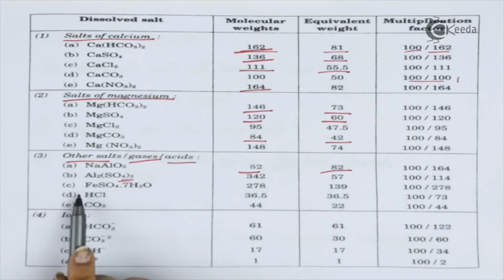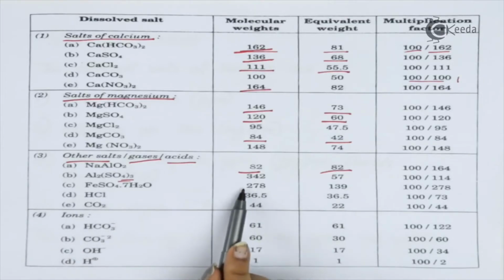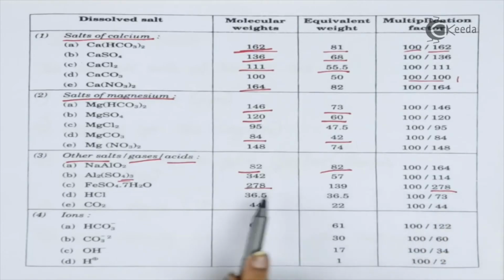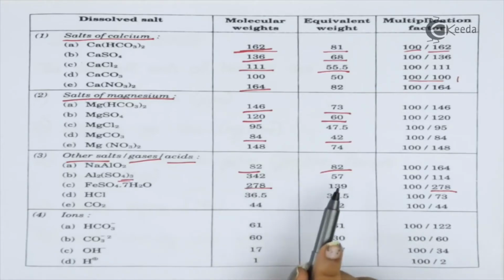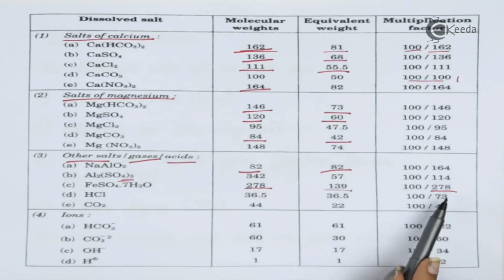Moving further, we have FeSO4.7H2O. Over here, FeSO4.7H2O has the same molecular weight over here and the multiplication factor over here. That means it uses 1 amount or 2 equivalents of CaCO3. And we divided it by 2 for the equivalent weight, which we get as 139. So over here, either we can use 100 upon 278 or 50 upon 139.